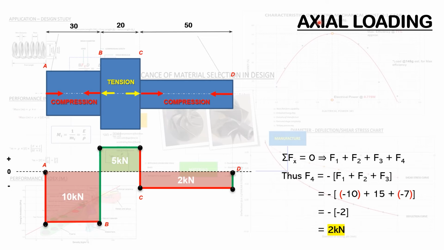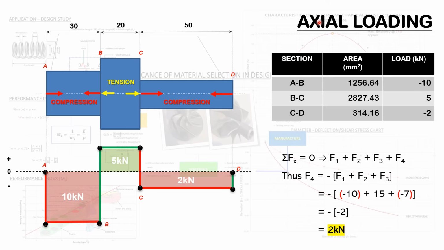So that makes sense here, and it does justify the rationale behind the load diagram, which was used to determine the forces within each section of the given component. So section AB has an internal force of minus 10 kilonewtons. Section BC has a net force of 5 kilonewtons, or an internal force of 5 kilonewtons, and section CD has a net force of minus 2 kilonewtons.